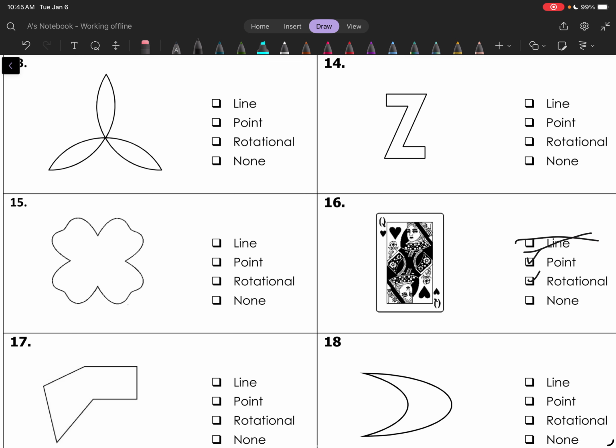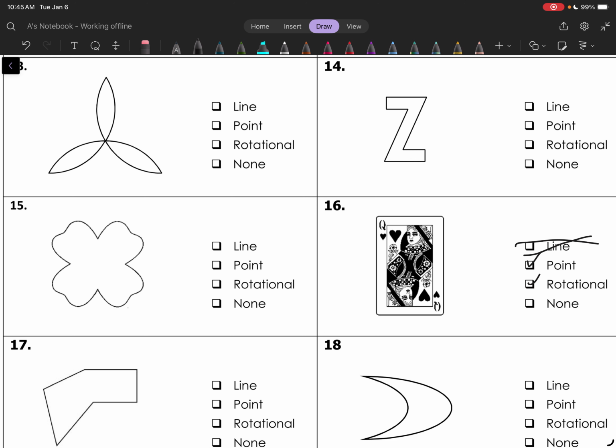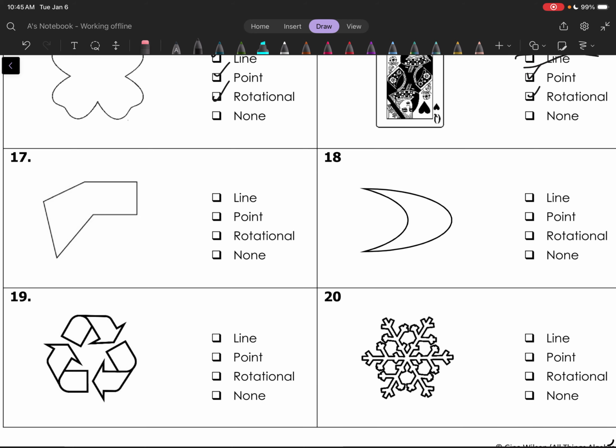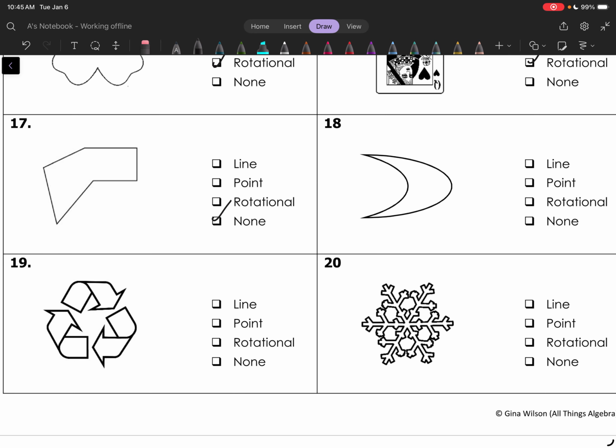Okay, pause it and try 13 through 18. 13, you have line symmetry. You have rotational symmetry. For the Z, you have point and rotational. For the clover, you have all three. For the very strange object on number 17, you have nothing. For the moon, you have line. Pause it, try 19 and 20. Okay, for your answers, you have rotational, and you have all three.